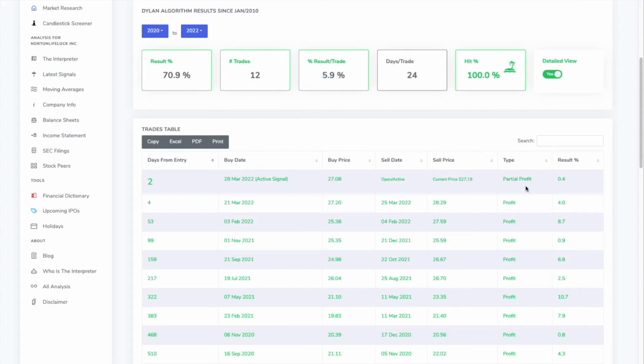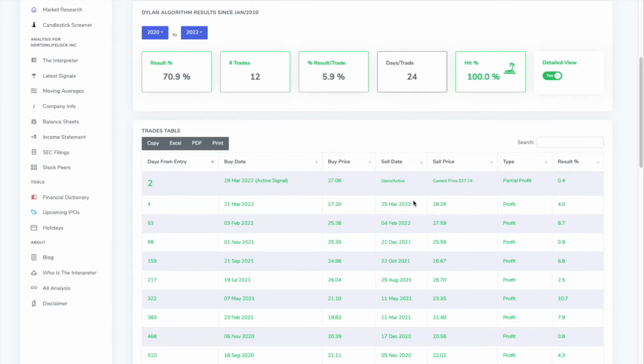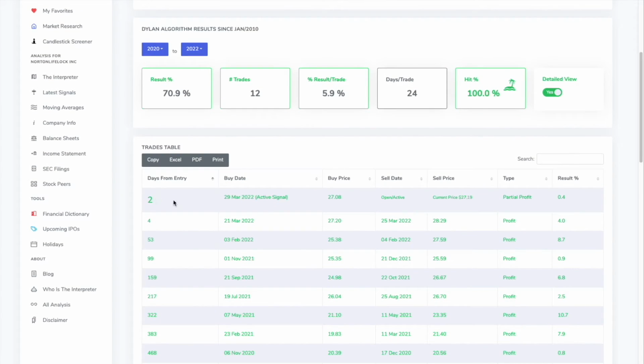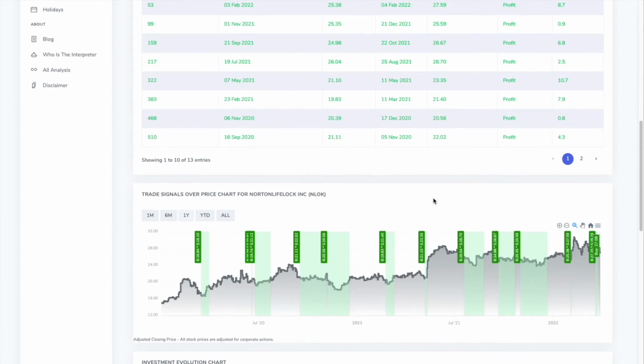And as we can see here, the last trade was 4 days ago on the 21st of March at this buy price, exiting 4 days later at this sell price, giving us a 4% profit. And the 3rd of February, there was an 8.7% profit. Last trade from the previous year, we had a 0.9% profit and then a 6.8 and a 2.5% profit. Now the latest one was just 2 days ago and it's still active.